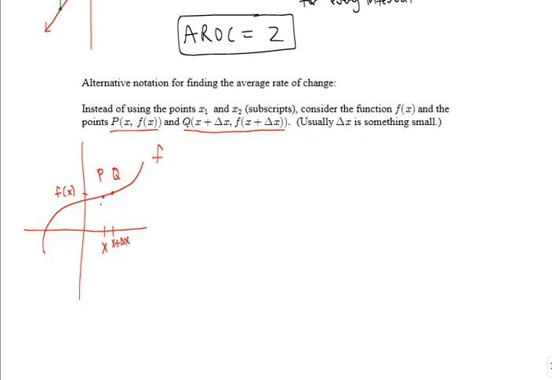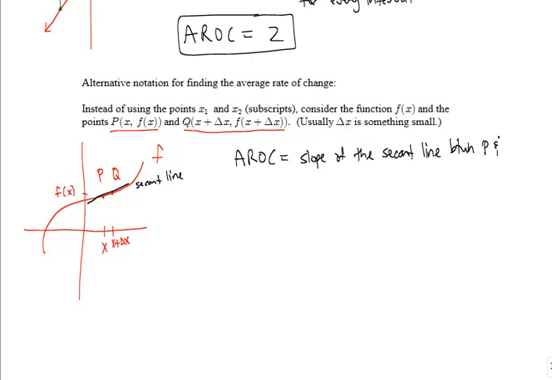Now if we define our 2 points in this way, then let's talk about what the average rate of change between these 2 points would be. Well, it's still going to be the slope of this secant line. Okay, that's not changing. So our average rate of change will be the slope of the secant line between P and Q.